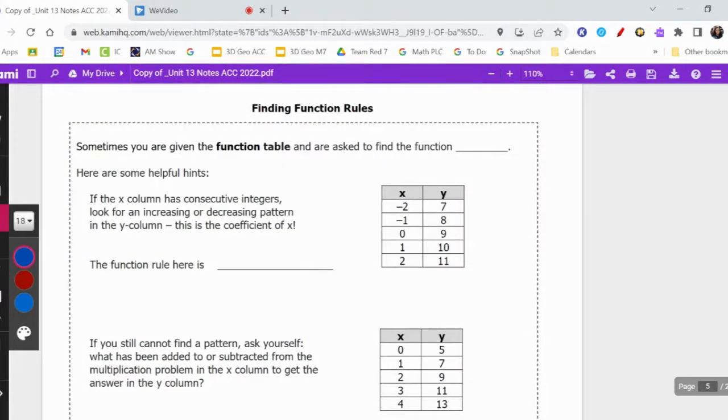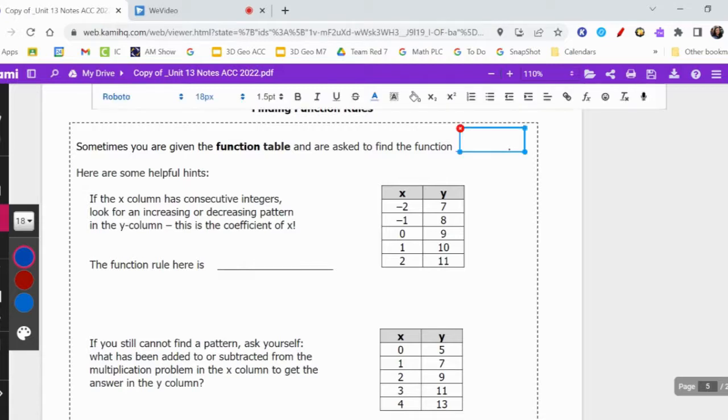Okay, the last thing we're going to talk about today is how to find function rules. Sometimes you're given the function table and you're asked to find the function rule. For example, here, this table is completely filled out. So what equation represents that relationship?